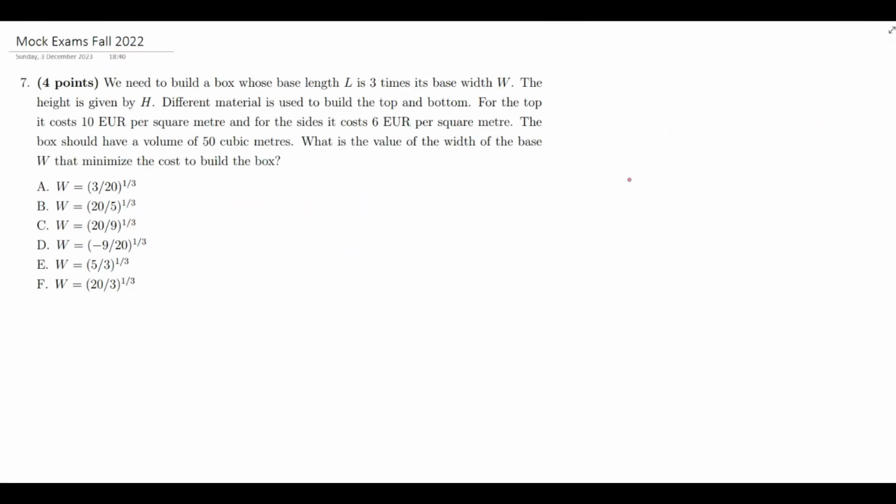Now question 7 says that we need to build a box whose base length L is 3 times its base width W. The height is given by H. Different materials are used to build the top and the bottom. For the top it costs 10 euros per square meters, and for the side it costs 6 euros per square meters. The box should have a volume of 5 cubic meters. What is the value of the width of the base W that minimizes the cost to build the box?